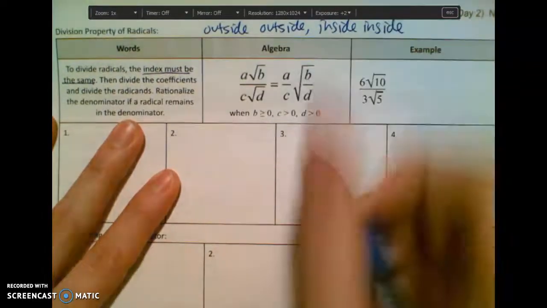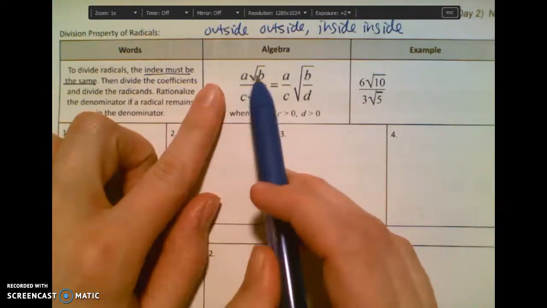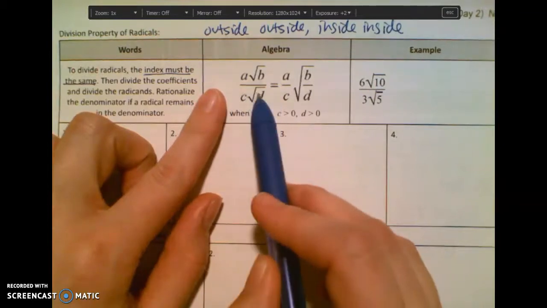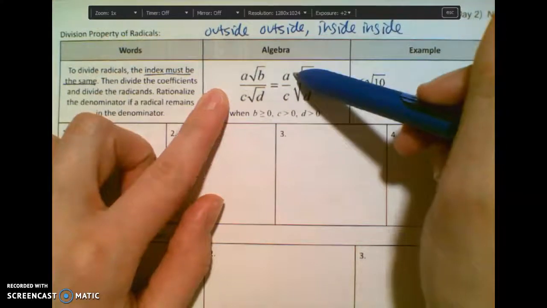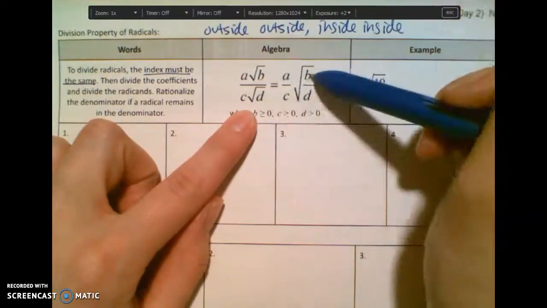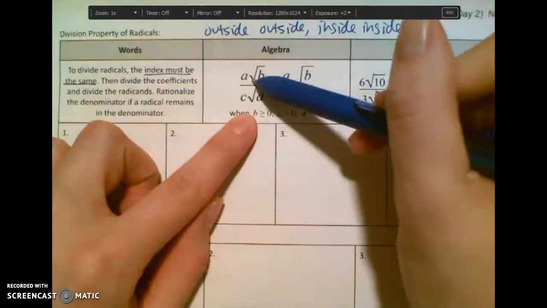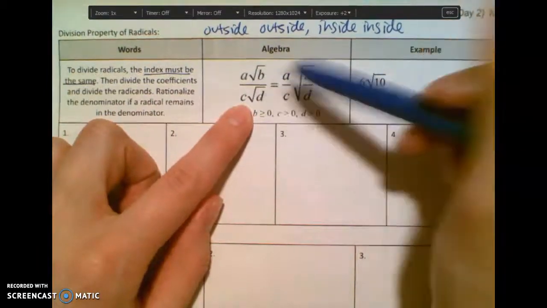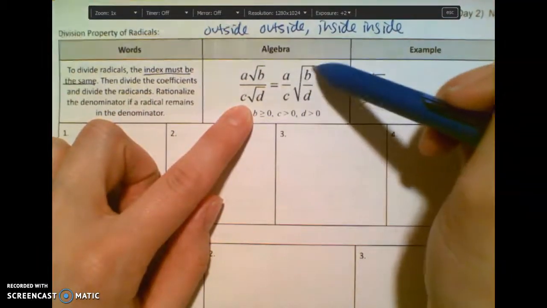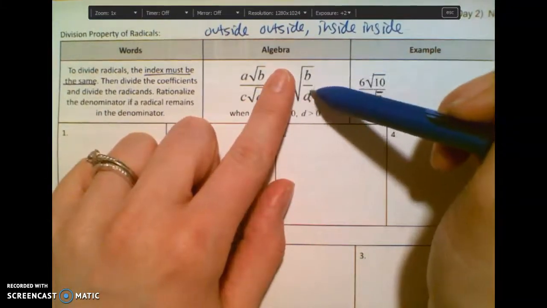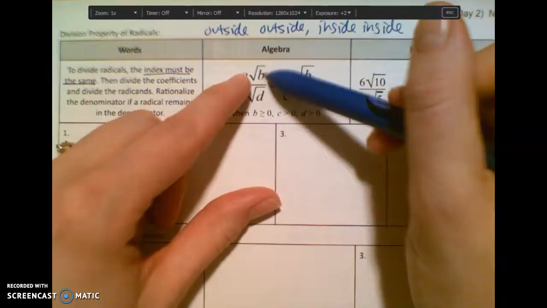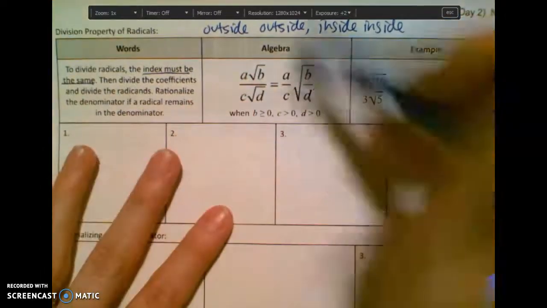So here's what the rule means. If I have a square root b over c square root d, we are going to do outside, outside and divide a and c, and then inside, inside and divide b and d. When we have a square root over a square root, we can actually make them into one big square root if we want to. Similarly, if we have one big square root, we can make them into a square root over a square root, and we'll see examples of that.